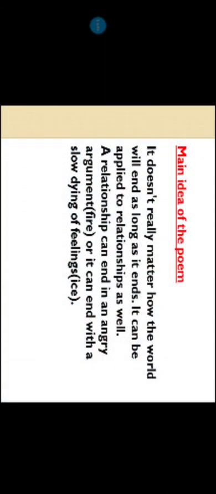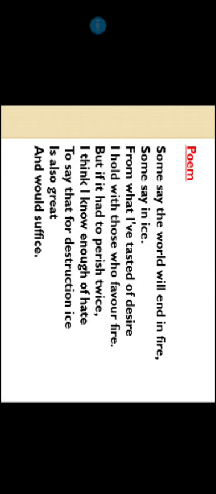Here, fire, which means desire. This is the poem first. Some say the world will end in fire, some say in ice. From what I have tasted of desire, I hold with those who favor fire. But if it had to perish twice, I think I know enough of hate to say that for destruction ice is also great and would suffice.